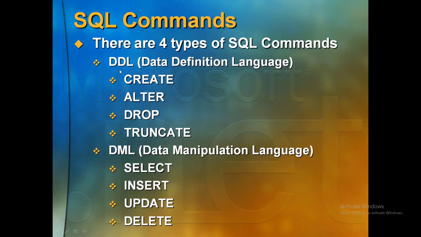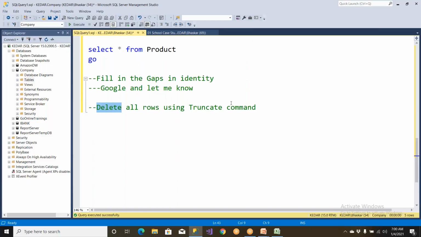What is truncate? Truncate is a DDL command which is going to be used to delete all the data. So what is the need for truncate? The need for truncate is if you wanted to delete all the data, all rows, not one row. If you wanted to delete all the rows, then use the truncate command.